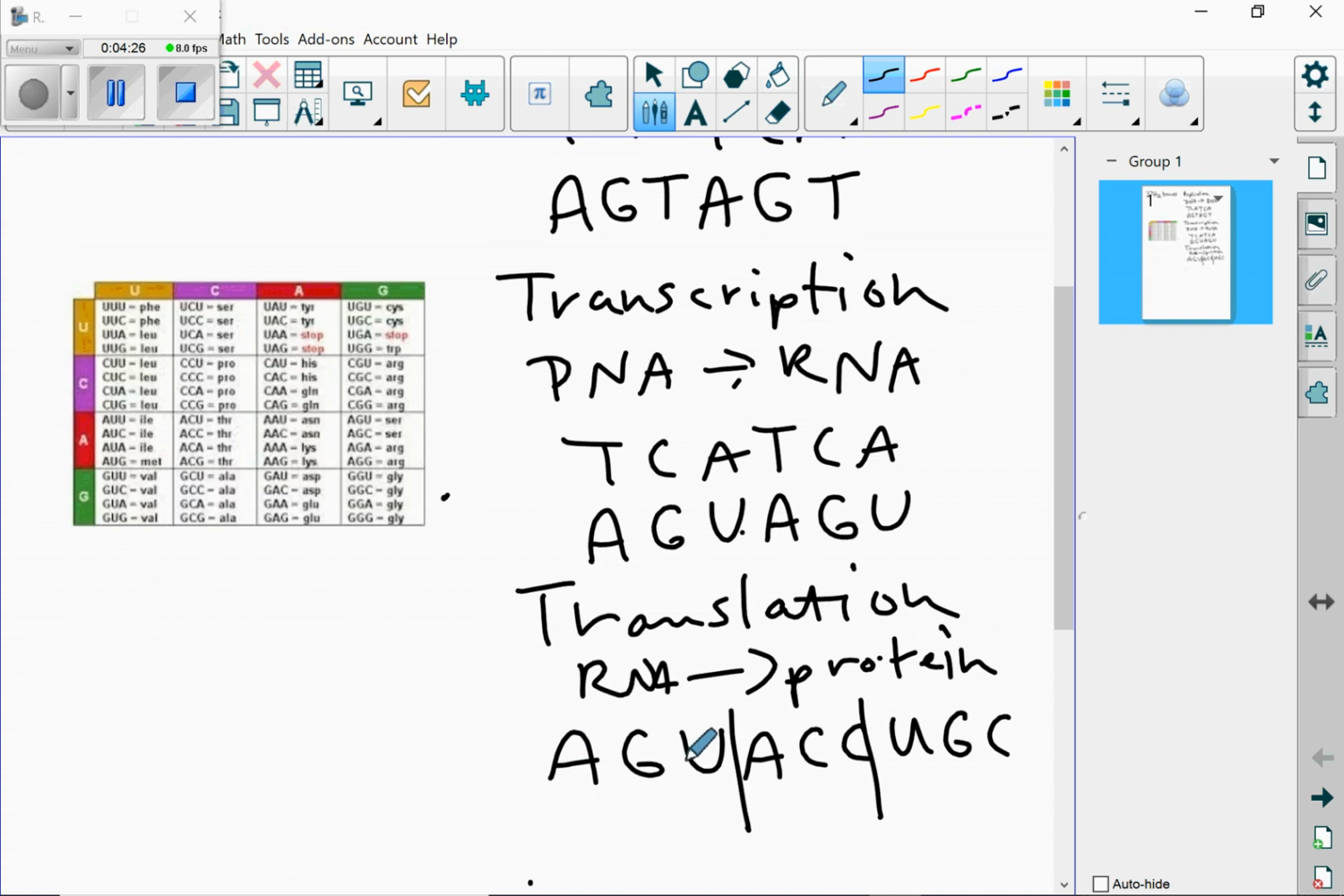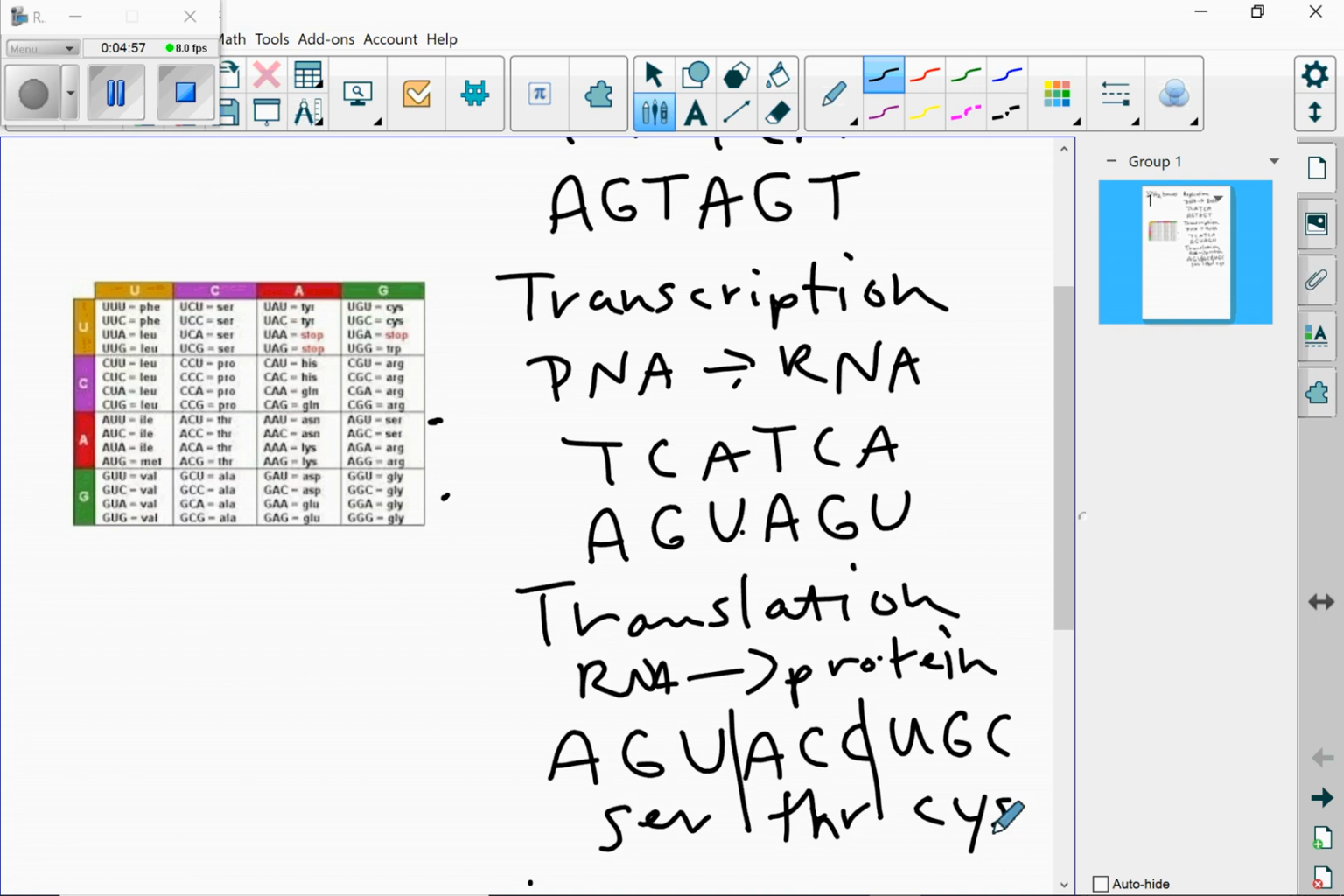So AGU, when we look up here, here's AGU, and there it is. It's serine, and you guys can see that right here on the chart. Then ACC, we've got ACC, and that's going to be threonine, so we're just going to abbreviate that THR. And then UGC, when we look up here, is going to be cysteine. There we go. And that's all you have to do for that.